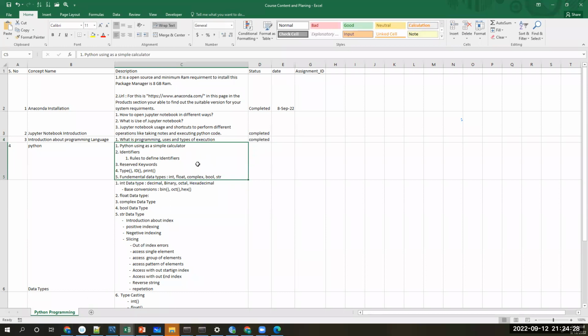Did we discuss any of these topics? Did we start or not? Python using a simple calculator, identifiers, or reserved keywords. Yes, reserved keywords.